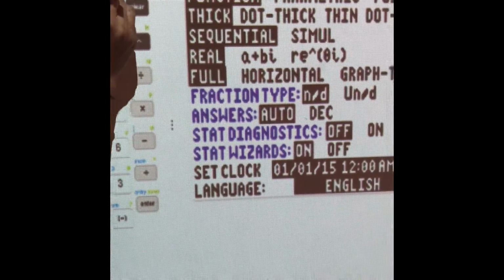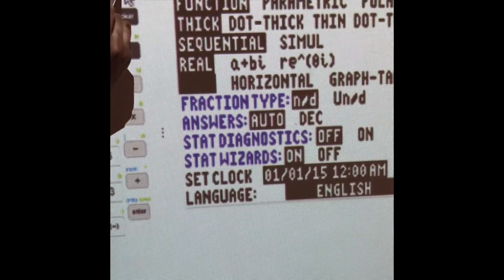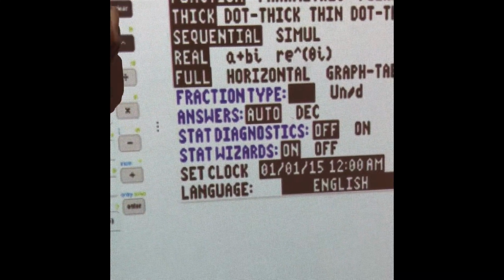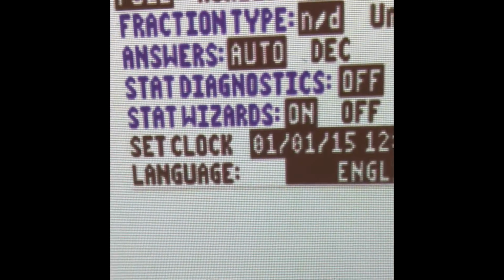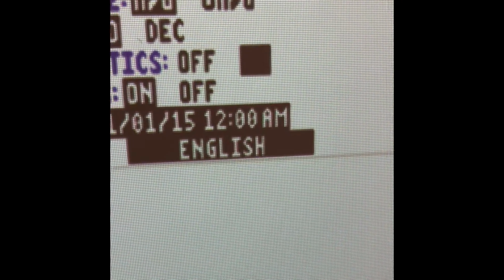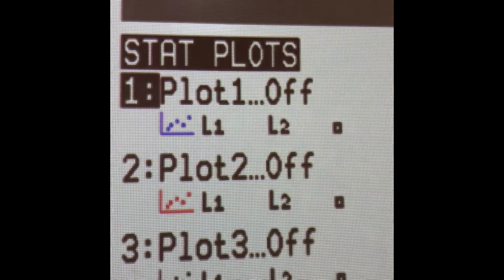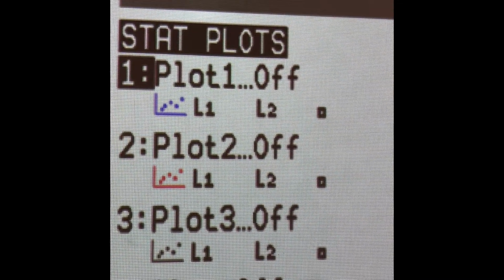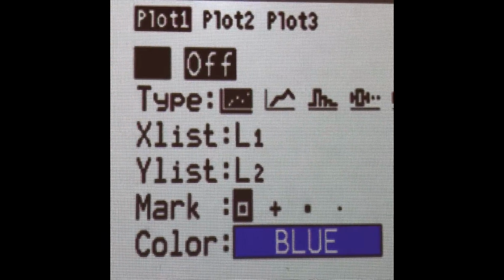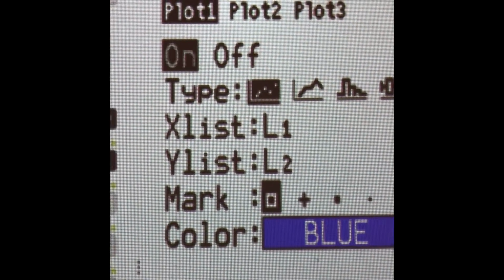Okay, so after you get a set of data, you're going to want to go to mode and down to stat diagnostics and turn it on. This is a key step in finding curve of best fit. Then you'll want to go to second y equals and turn on your first stat plot. This is also key to finding the curve of best fit.